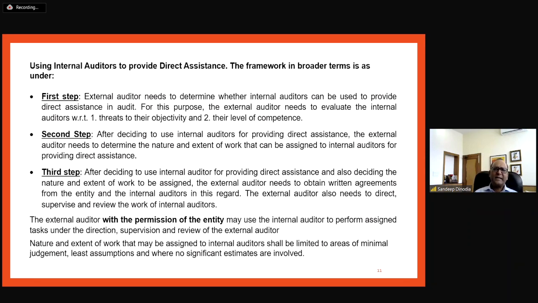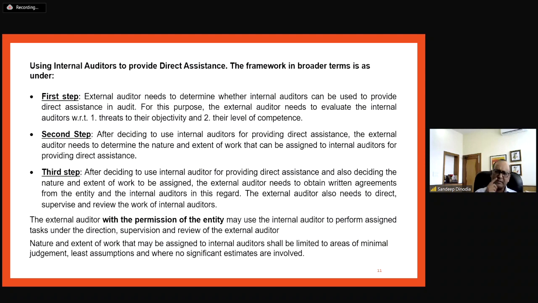So now we come to the second aspect of this topic, which is where the internal auditor can be used to provide direct assistance to the external auditor while doing the work of audit. The framework is in broad terms as under. The first step is that the external auditor needs to determine whether the internal auditor can be used to provide direct assistance in audit. For this purpose, the external auditor needs to evaluate the internal auditors with respect to threats to their objectivity, which is similar to what we discussed earlier, and second, the level of competence of the internal auditor.